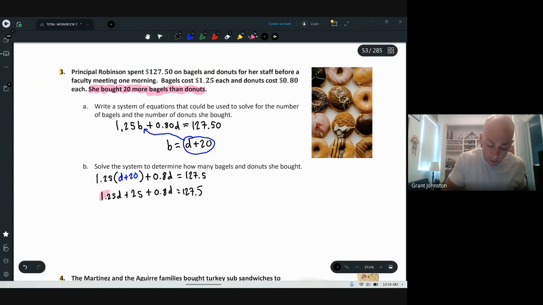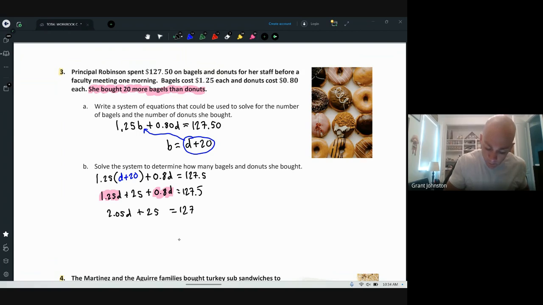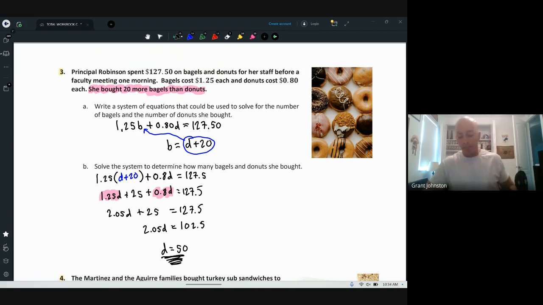Combine some like terms here. That would be 2.05D. Okay, subtract 25 on each side. That would be 102.5. Divide by 2.05. I got 50. Okay. So it looks like she bought 50 donuts.